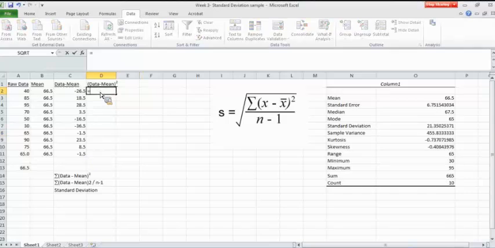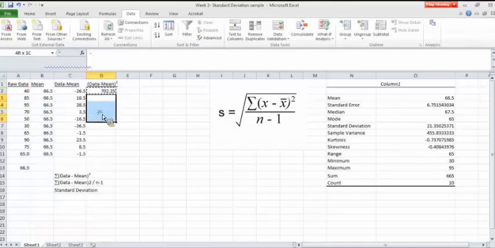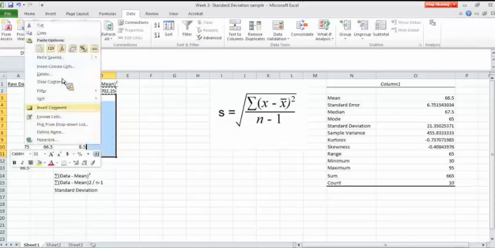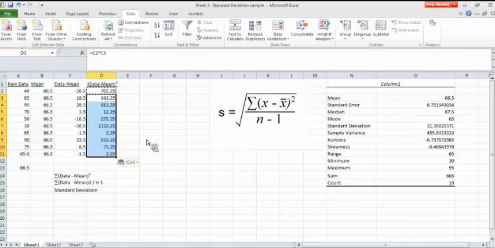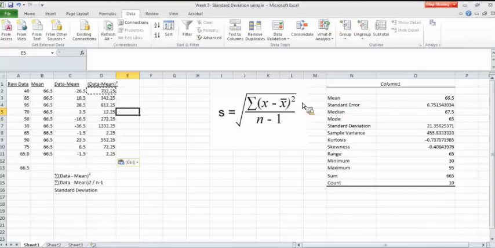So we're going to square it, which is going to get rid of our negative numbers. So equals, I'll just take this item, use the asterisk for times, I'll just say times itself for square. Now it's positive. So copy that, paste it down here, and there are the data minus the mean squared. Now the summation means we have to add all those together.